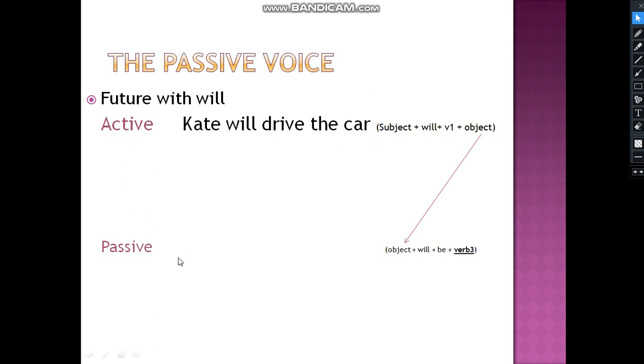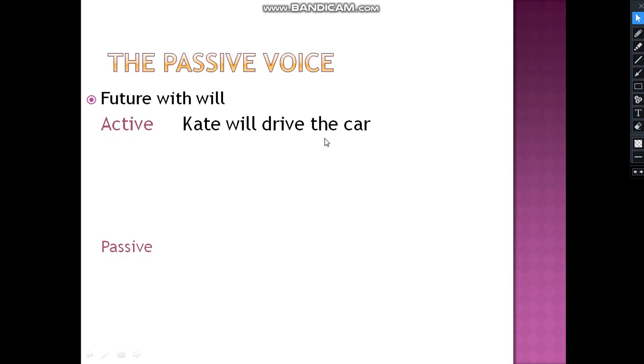So, where is our object? Object to the front. Then we add will, be, verb 3. Then the last optional part, by subject, by Sally. Very easy. All you have to do is to figure out what tense is your active sentence. Okay?